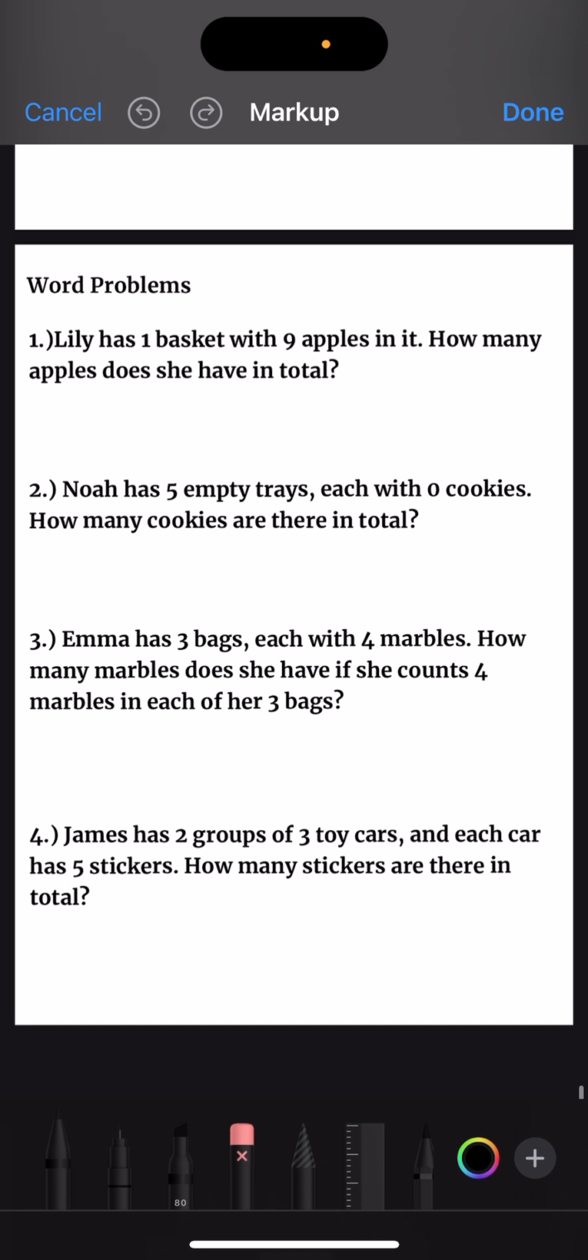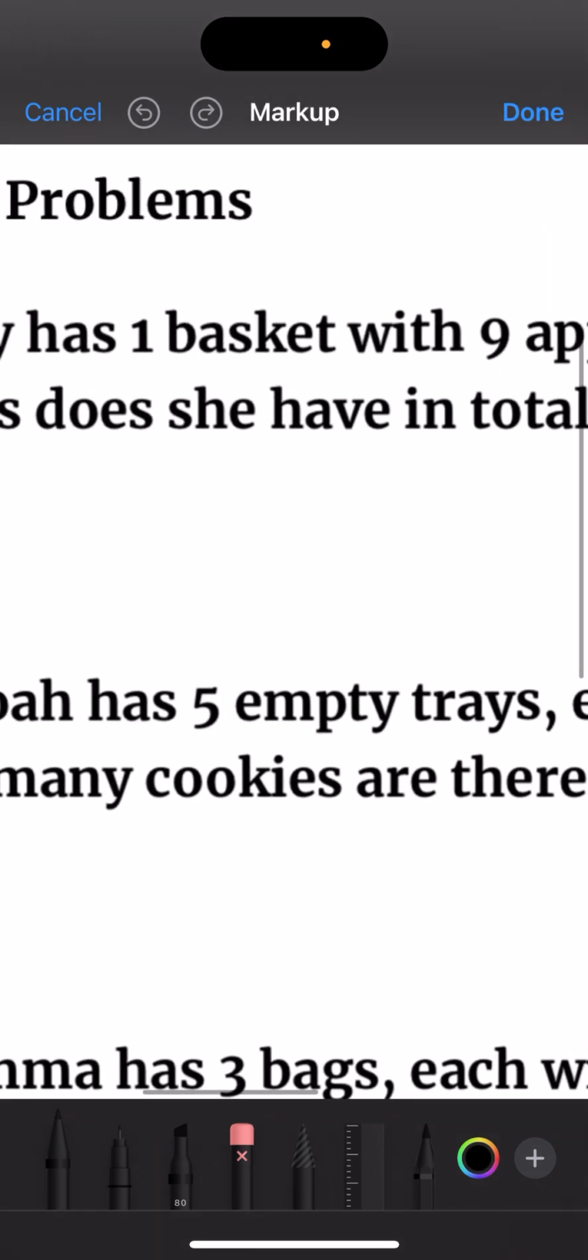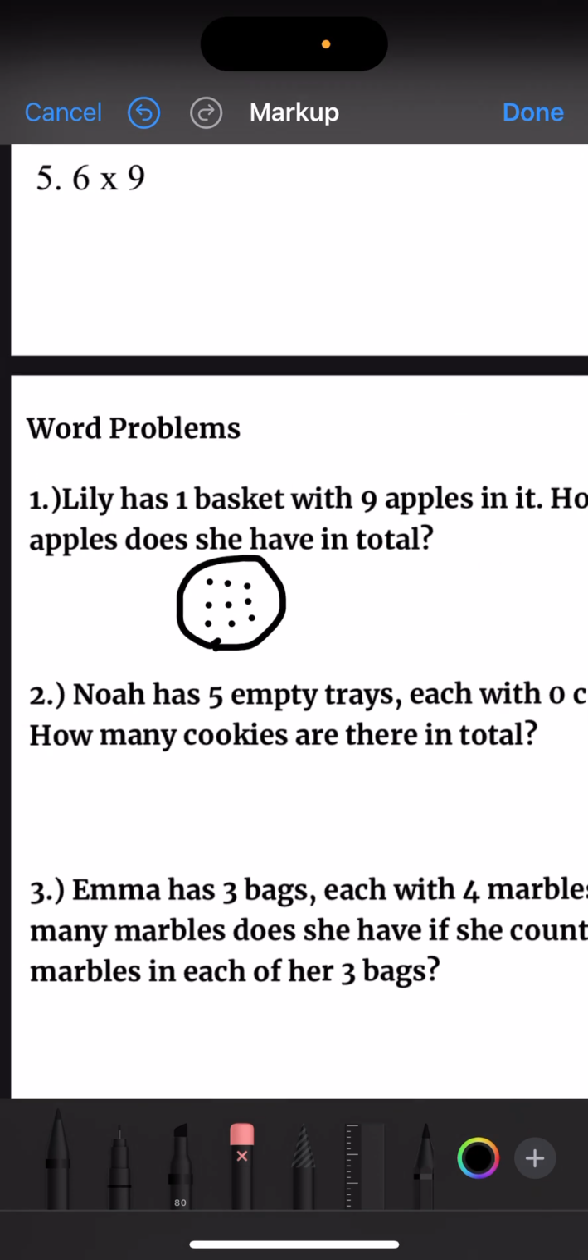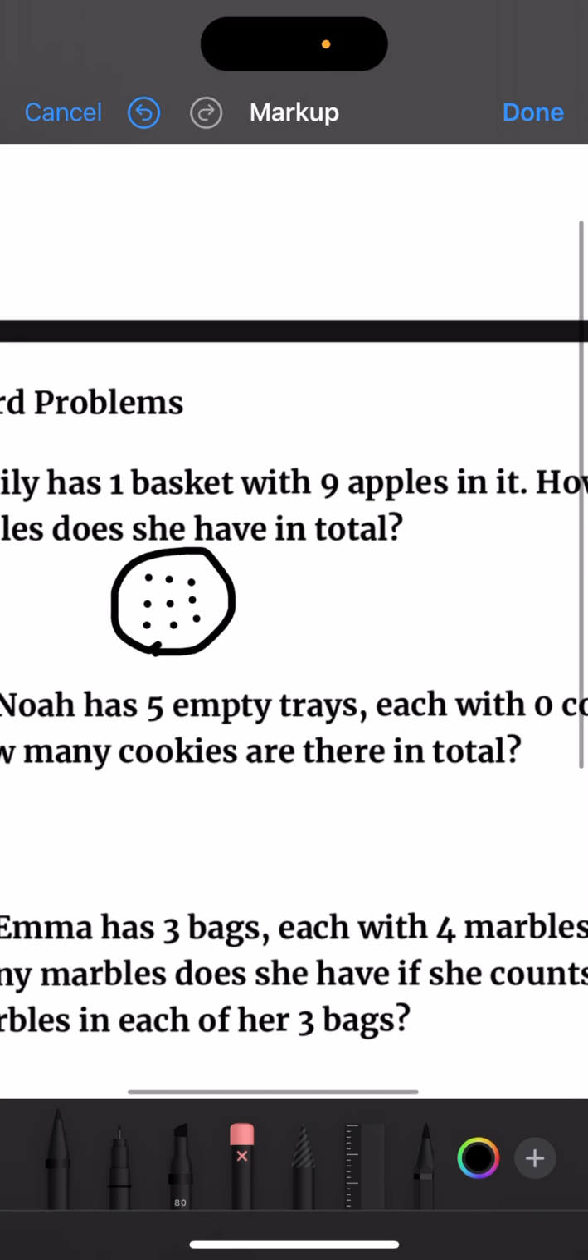Okay, word problems. Lily has 1 basket with 9 apples in it. How many apples does she have in total? Okay, she has 1 basket with 1, 2, 3, 4, 5, 6, 7, 8, 9. This is 1 basket, and she only has 1 basket. If she only has 1 basket, then there are only 9 in that 1 basket, so she will have 9 apples total.